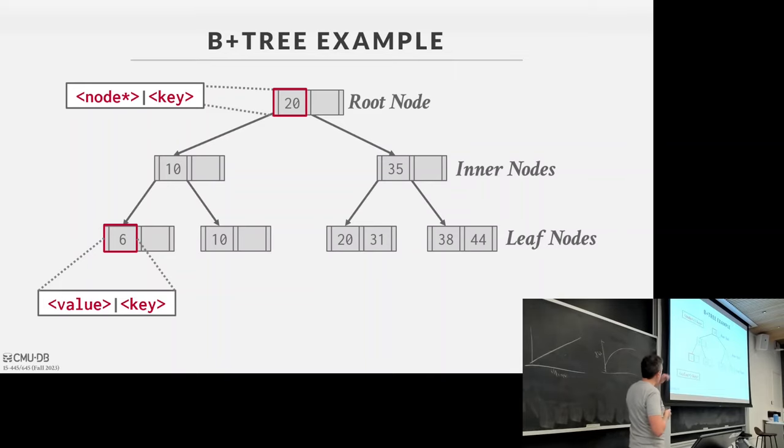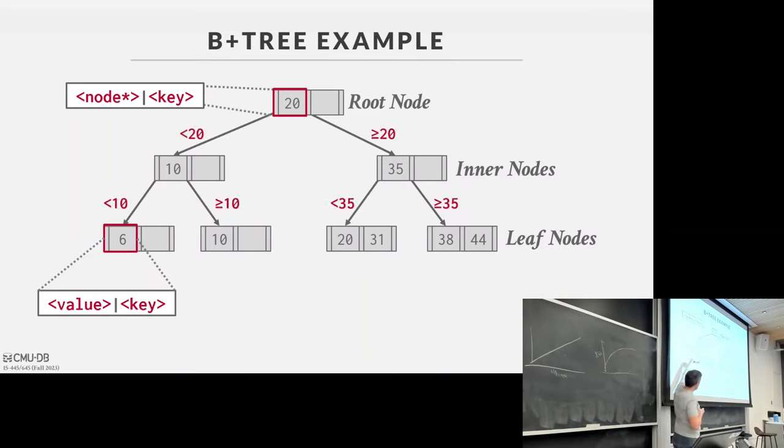And so the way to think about these numbers in the inner nodes and the root node is that they are essentially guideposts that tell you which path you want to go down. Right? So at the root node here, we only have one key, it's 20. So we go left for any key value that's less than 20, and then we go right for greater than or equal to. Same thing with the next one. I have 10 here. Less than 10 goes here. Greater than or equal to 10 goes on the other side.